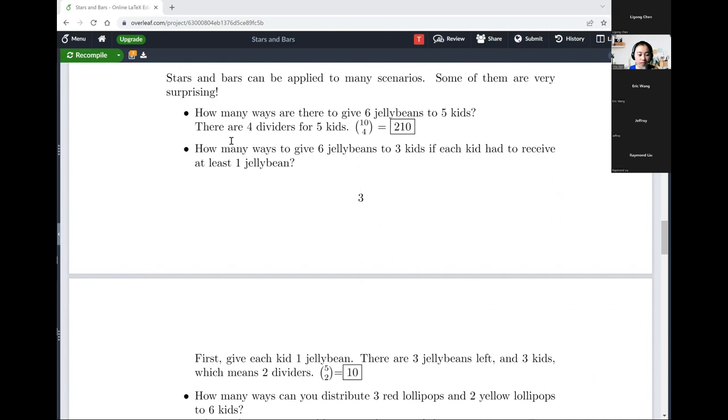How many ways can you distribute 3 red lollipops and 2 yellow lollipops to 6 kids? I'll give you some time to think about this, and send me your answers.